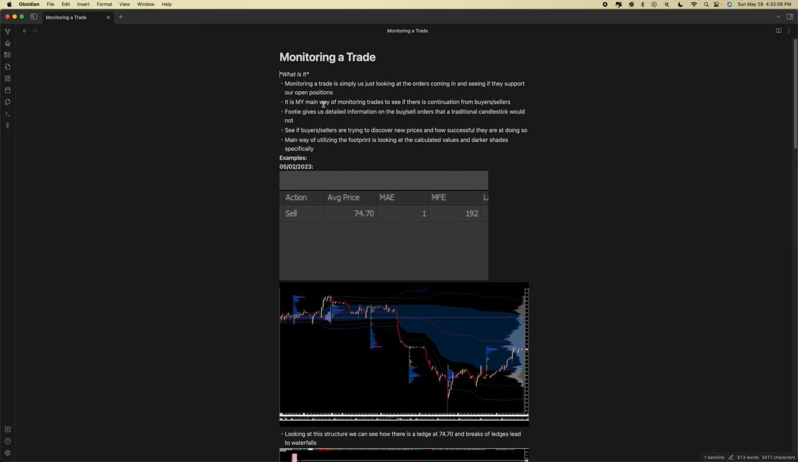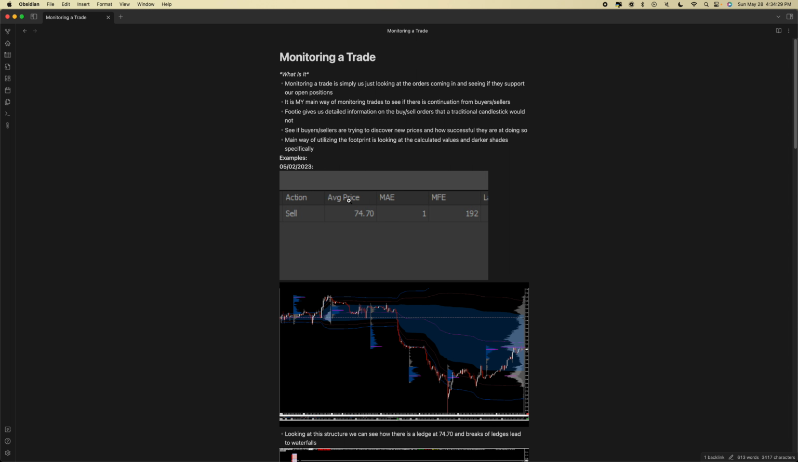The main way of utilizing the FootPrint for continuation, or monitoring positions, is to look at the calculated values in darker shades, in my opinion. The reason why I use the FootPrint to monitor continuations is that the DOM is more about looking at the way the price ladder moves and whether I want to get in. But after I get in, it's a bit tougher to monitor. The FootPrint displays it in a much easier manner. So let's go ahead and discuss a few examples and my thought process behind them.